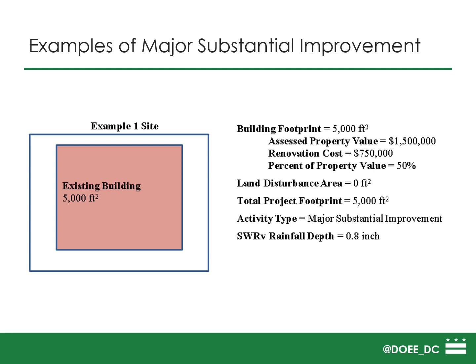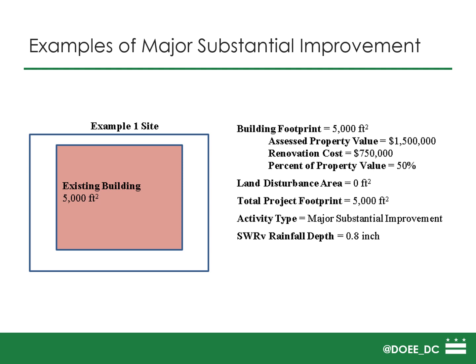And the major part comes in when we look at the footprint. Since it's an existing building of 5,000 square feet, the total project footprint is 5,000 square feet. So this is a major substantial improvement. Right? The third condition there is kind of implicit, that the proposed site condition is going to have 2,500 square feet of impervious area or greater, because the building is going to be impervious.